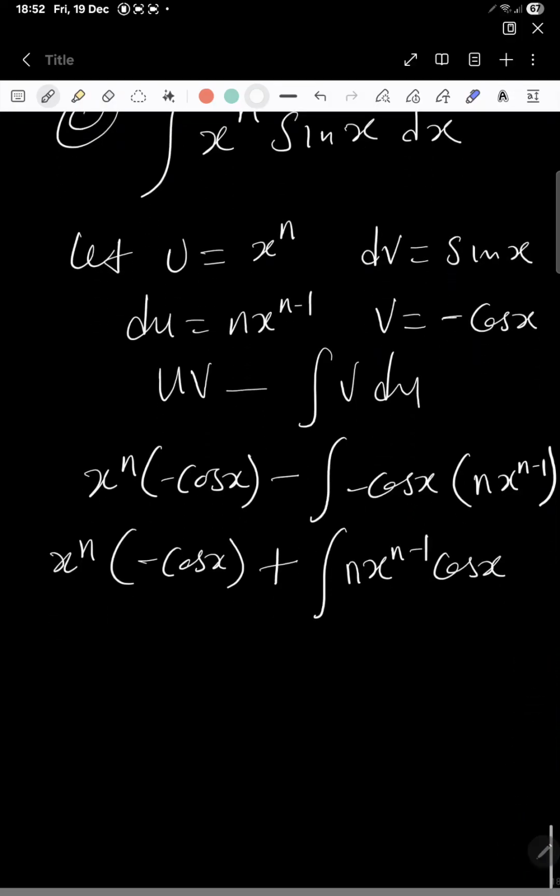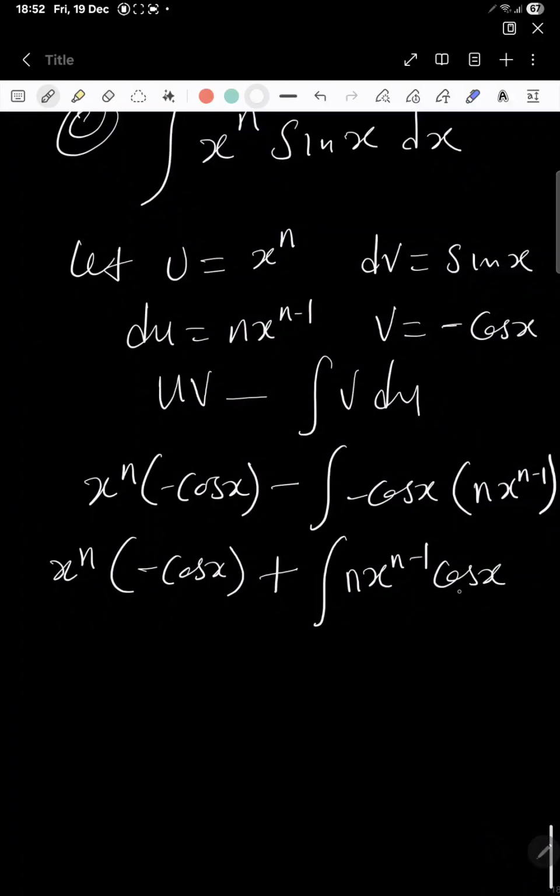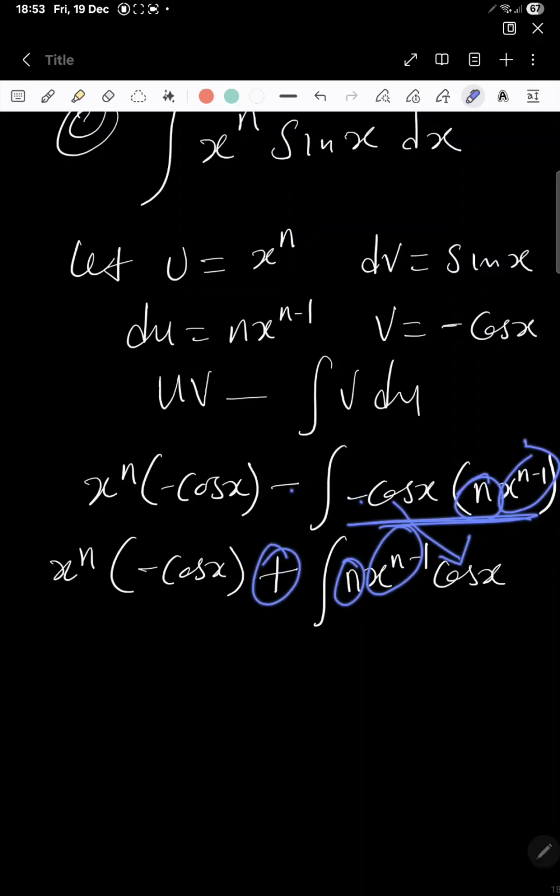Okay, so I have just rewritten this one, this part here. So this n is here, x to the power n minus 1 is this one, and the cos x is this one. That negative is this one, which has given us the positive.